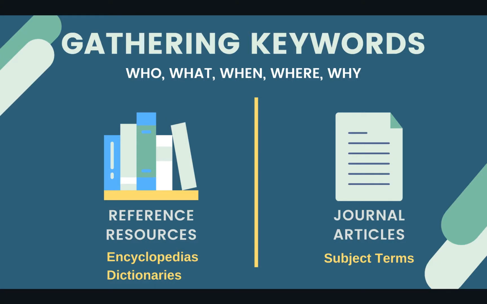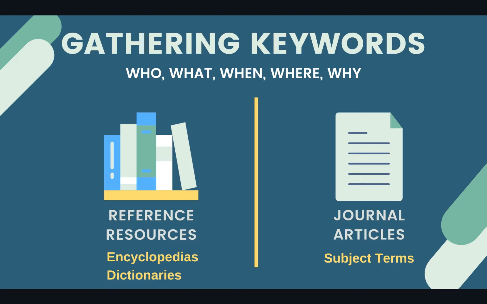If you type a long sentence into the search box in a database, it will pull each word out of your sentence and can give you many unrelated articles. Instead, you need to use keywords. Keywords are single words and phrases. Think of them as important words that stand out to you. The who, what, when, where, and why for your topic.